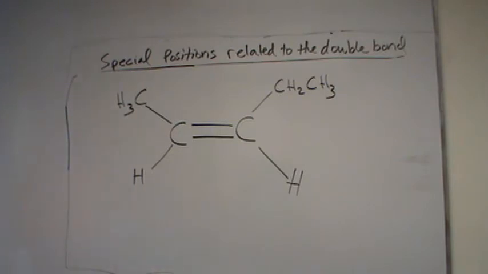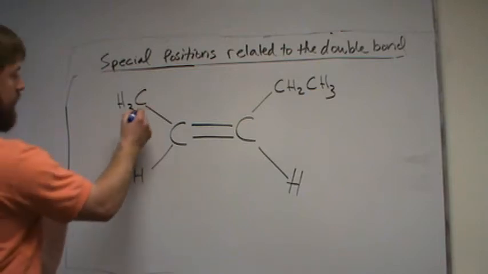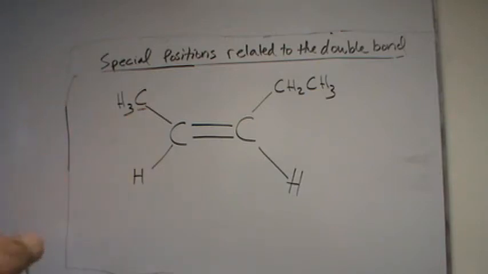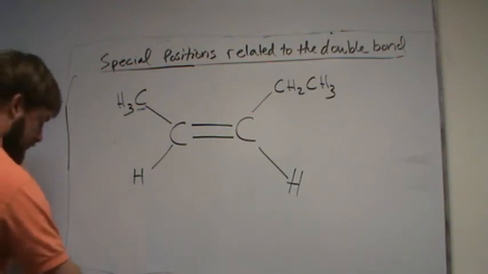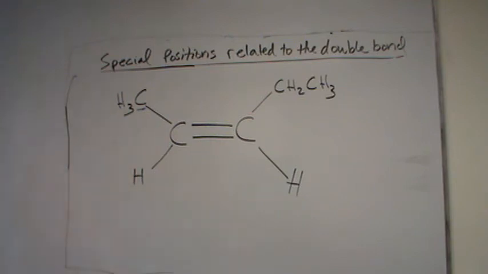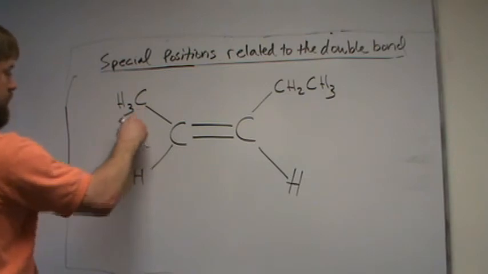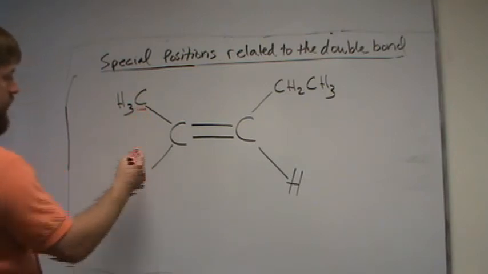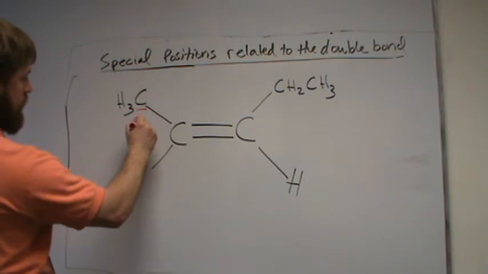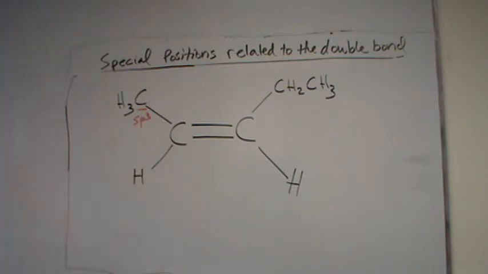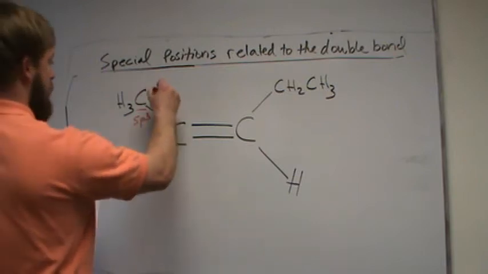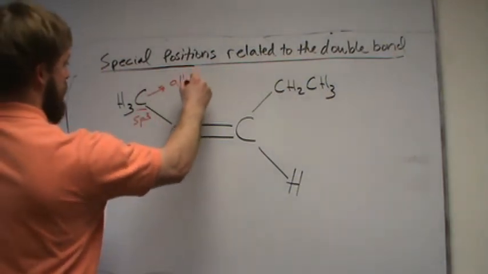So there's a few positions related to the double bond that you need to know. The sp3 carbon. Okay. The first sp3 carbon away from the double bond is called the allylic carbon, or allylic position.